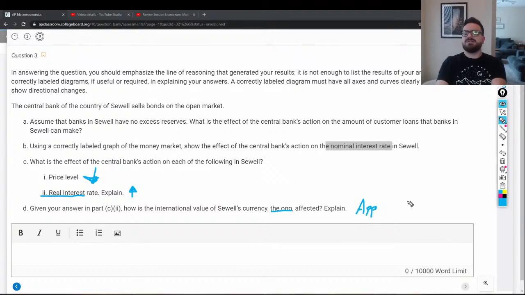Why? Well, if people from other countries invest more into Sewell, they will need to acquire the ONO to do so. There'd be a higher overall demand for ONOs, meaning that the value of the ONO is appreciating or going up. As the demand goes up, the value of it goes up.